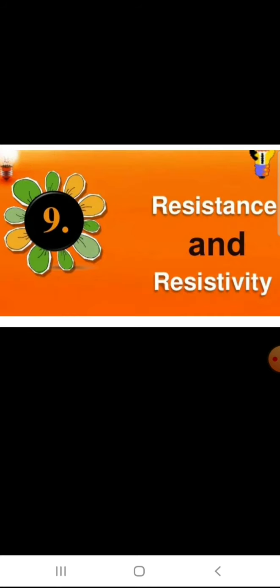Next one, resistance and resistivity. What is resistance? It is defined as the hindrance to the flow of current. It is the ratio of potential difference to current, R = V/I. Its SI unit is volts per ampere, or ohm, denoted by the symbol Ω. The reciprocal of resistance is called conductance, G. Its SI unit is ohm to the power of -1.